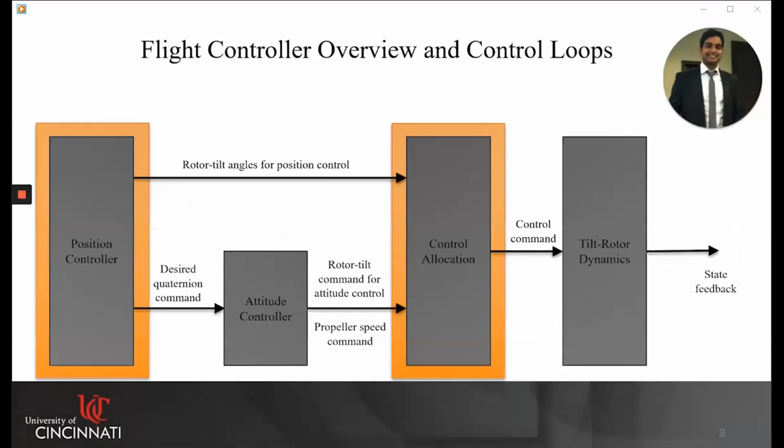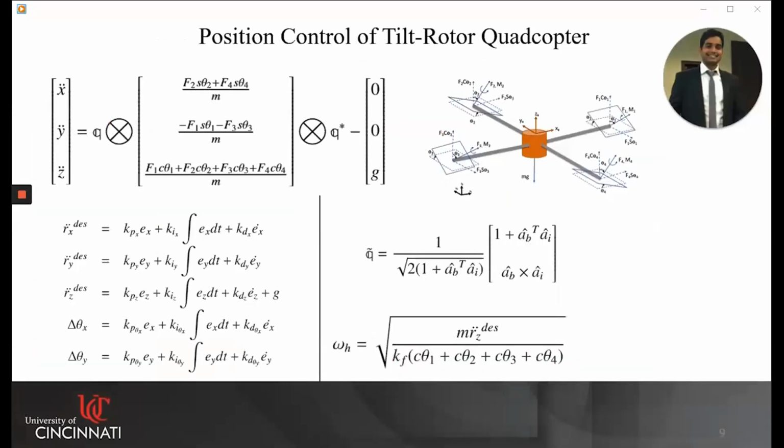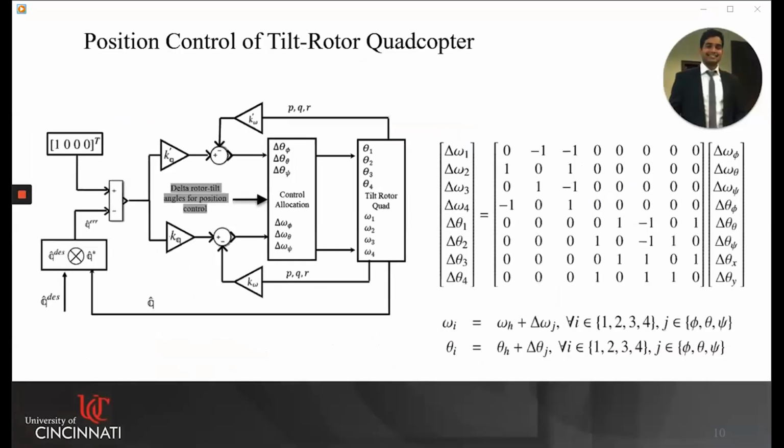Now I am going to talk about the position controller. This is the outer loop which generates commands for the inner loop. The position controller is a PID-based controller as shown here. The complete control architecture looks like this. The updated control allocation matrix is shown on the right side.